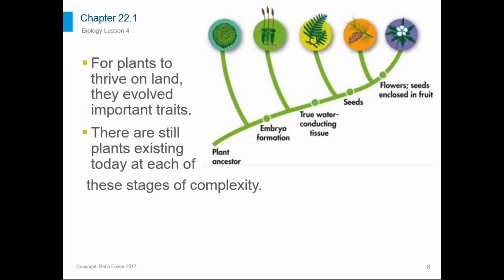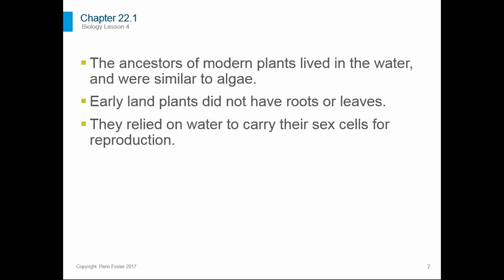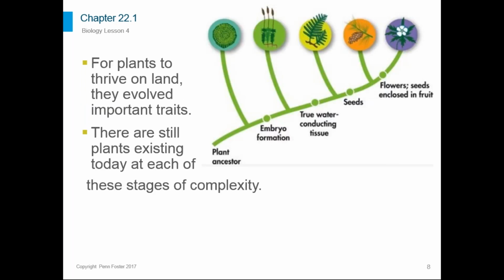And for plants to thrive on land, they evolved important traits. So these early plants, they really relied on being in an area that was moist and that had water that could help them reproduce. So plants evolved other traits to help them. So we're going to look at plants at each point of this evolution. So plants here, and plants here, and plants here, and plants here, and there are still plants existing today at each of these stages of complexity. So we'll look at an example of each type.